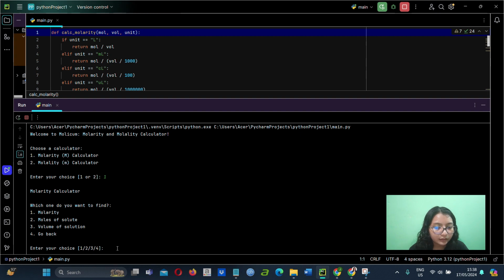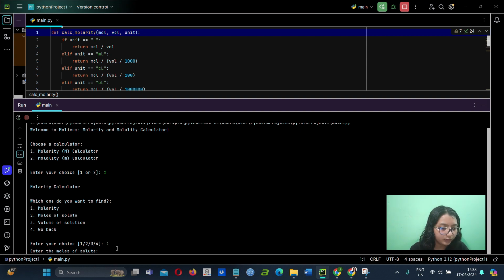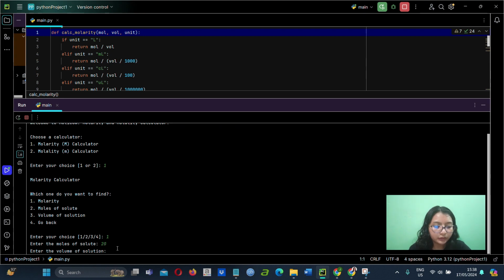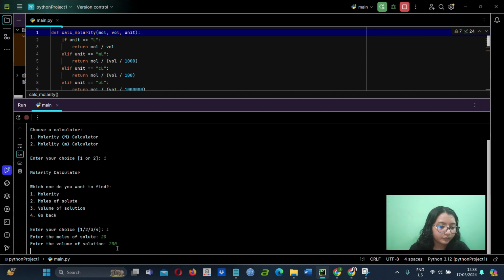So let's say that in a molarity problem, we need to find the molarity. Let's enter 1, then enter the moles of solute. Let's say 20. And then enter the volume. As you can see, there are other options for other units for volume. This is another feature of the calculator. This is added as sometimes the given unit in problems does not match the required final unit.